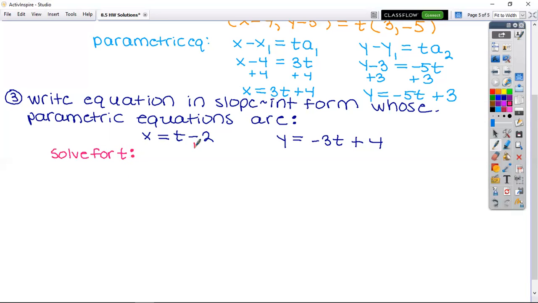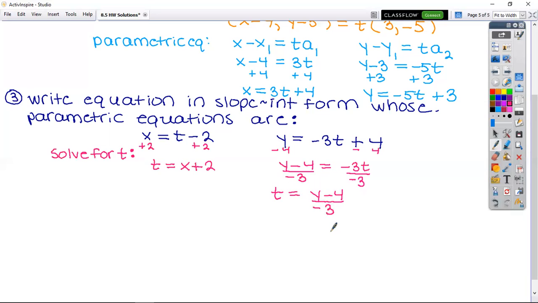Okay. So I would do on this one plus 2 plus 2. And my first is going to be t is equivalent to x plus 2. Over to the other side as well, I'm going to go minus 4 minus 4. I would have y minus 4 equivalent to negative 3t. Get the t by itself. So I'm going to divide this by negative 3. And I'm actually going to just leave it like that for the time being. So this equation is t equal to y minus 4 over negative 3.